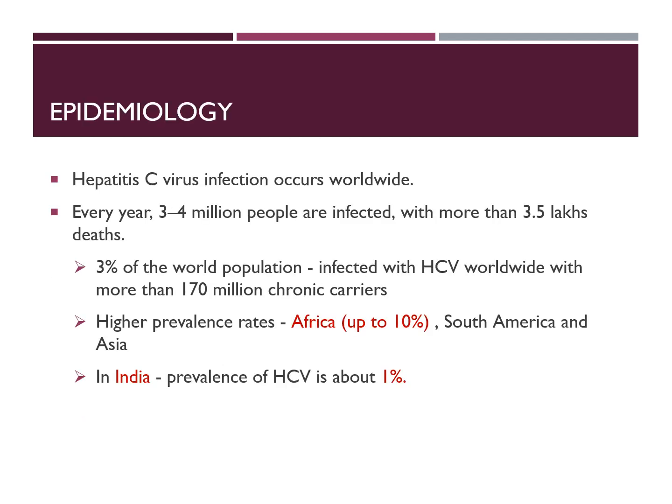When we talk about the epidemiology of this virus, we all know that worldwide this virus infection is very common. Every year 3 to 4 million people are infected, more than 3.5 lakh deaths occur, and a higher prevalence rate has been seen. The maximum prevalence is seen in Africa, up to 10%, and in India the prevalence is 1%.